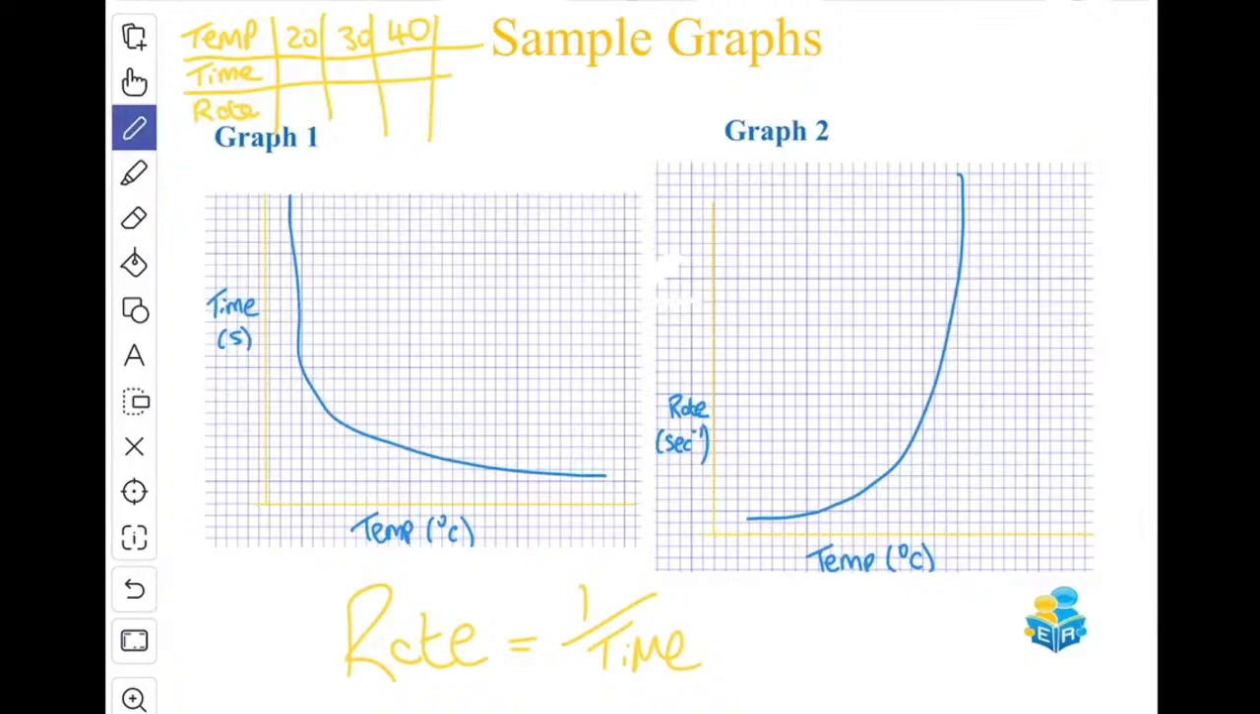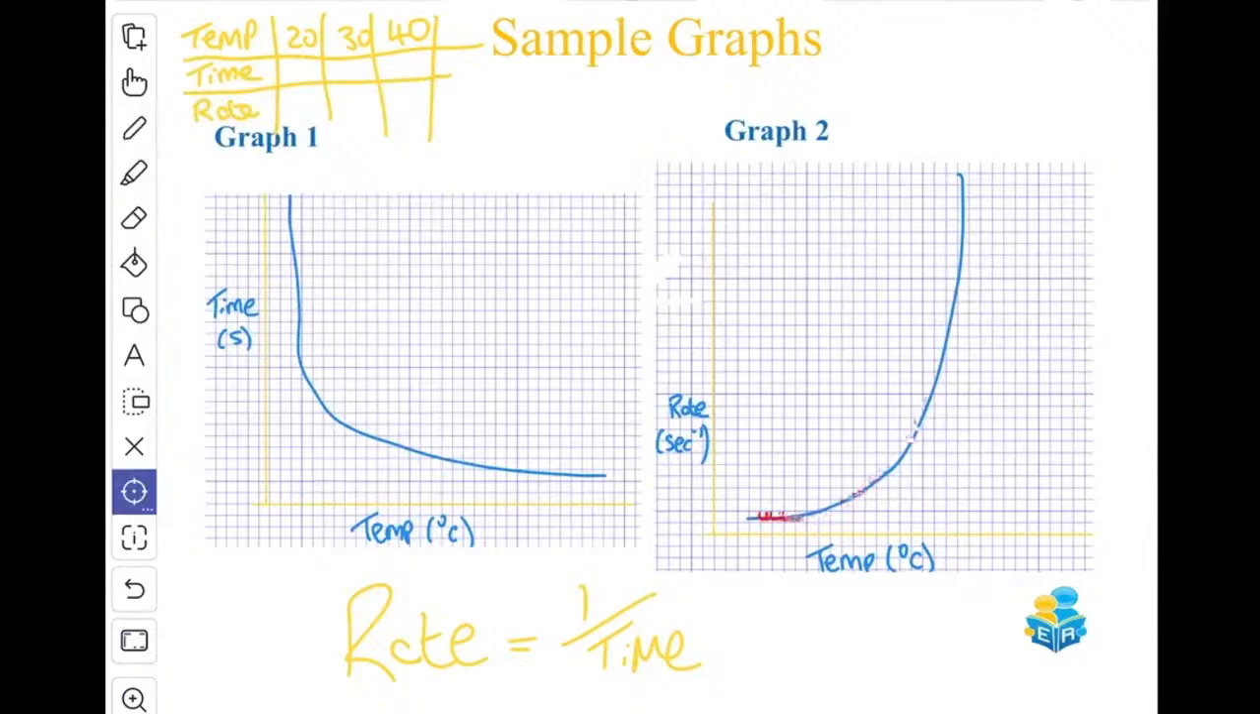And again, the reason it's 1 over the time is because we've mentioned already that they're inversely proportional to each other. So we have discussed that already in the concentration. So these are your graphs, and you can clearly see here that for your rate, the rate of the reaction increases as the temperature increases. It's very evident from this graph here. As the temperature goes up, the rate of reaction increases, as you can see.